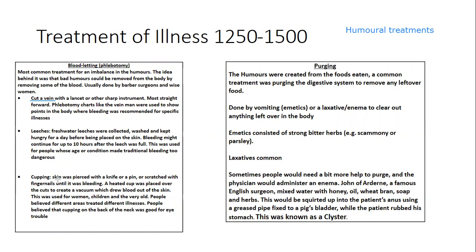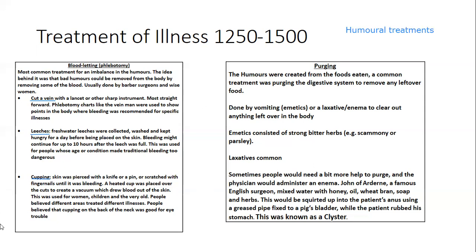Then you've got cupping. Skin was pierced with a knife, pin, or a fingernail. A heated cup was put over it, which drew blood out of the skin, which was used for women, children, and very old people. People believed that certain areas treated different illnesses. So, for example, the back of the neck was good for eye trouble. So bloodletting, really key. Cut a vein, leeches, cupping. That's what we're looking for in terms of effectiveness of treatment. This was very popular.